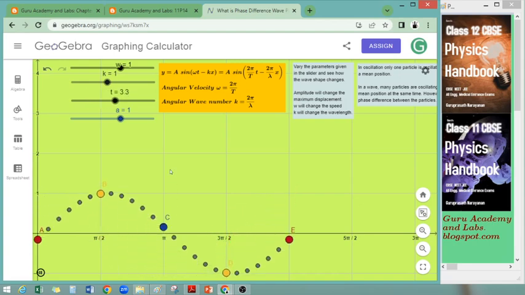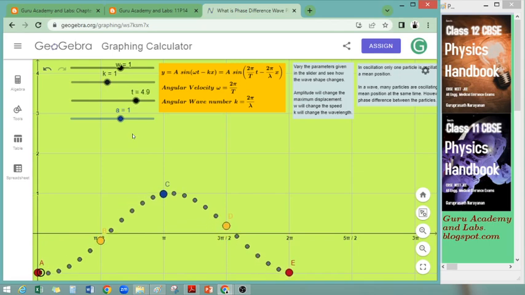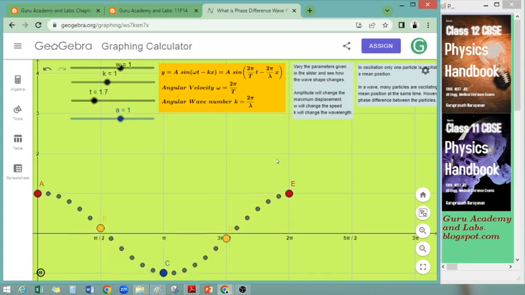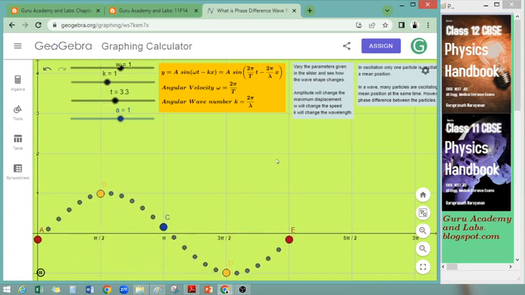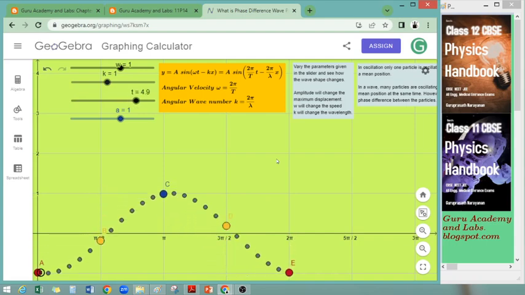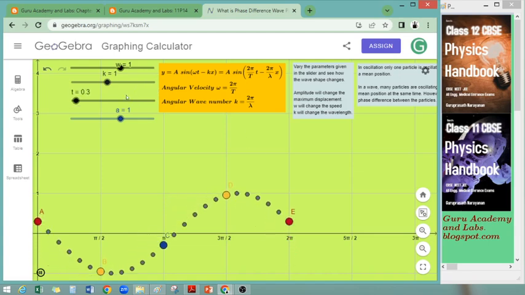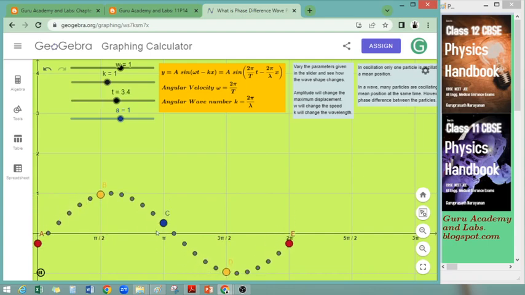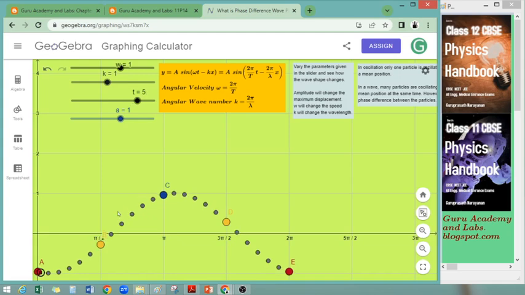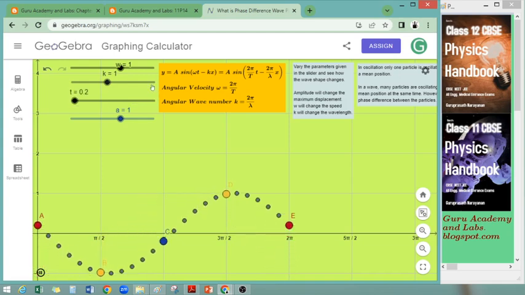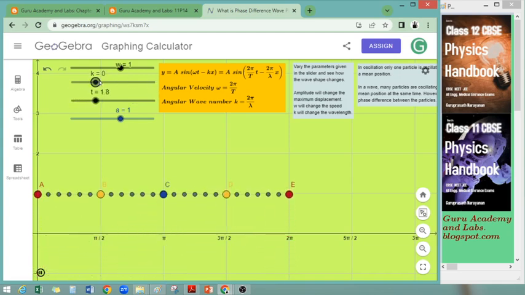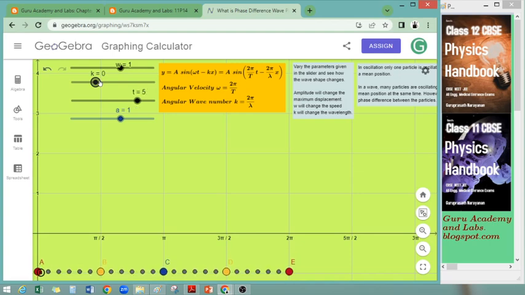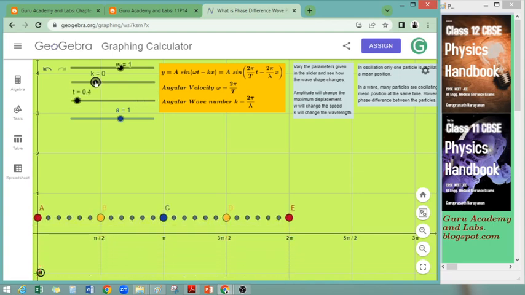Next thing we can talk about is an oscillating particle. In oscillations, we talk about oscillation of one single particle. But in a wave, as you can see, there are many particles vibrating or oscillating, and they are not oscillating together. There is a phase difference between each and every particle.